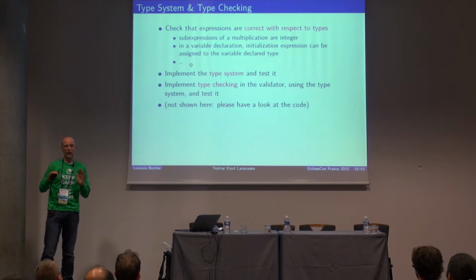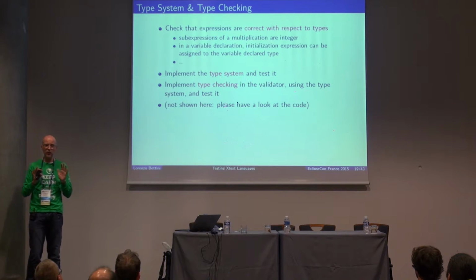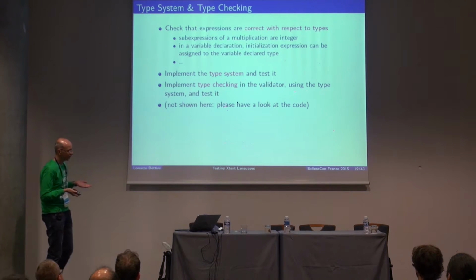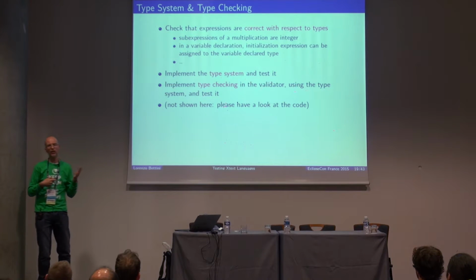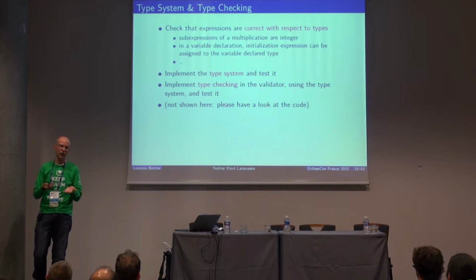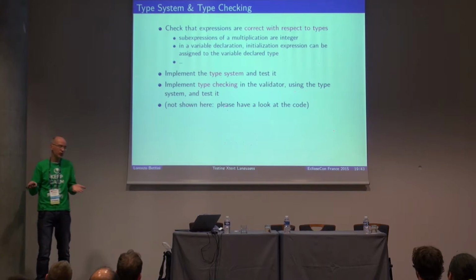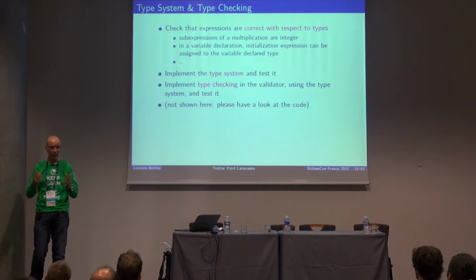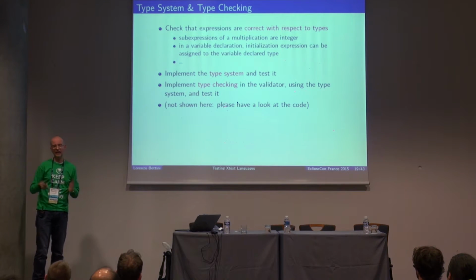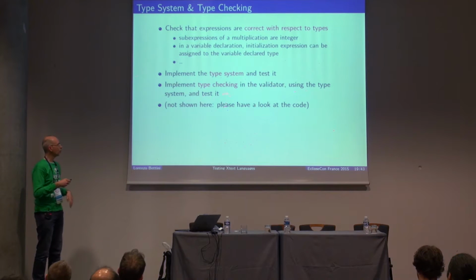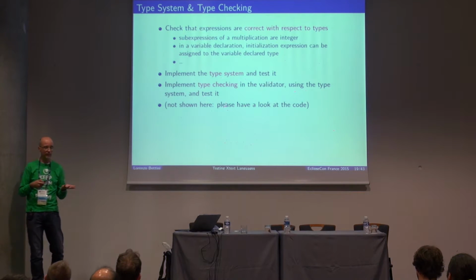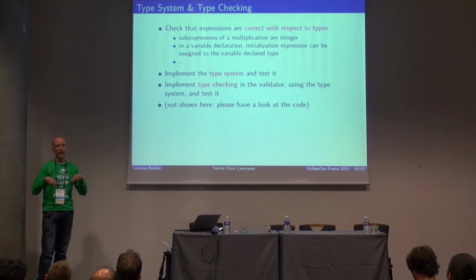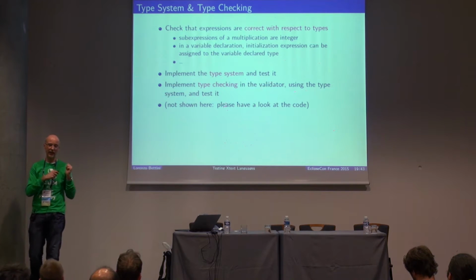So although I am a guy from the type system community, I'm not going to talk about type systems today. I'm just telling you that also in this example, you have to perform some type checking. You have to check that the expressions are correct with respect to types, that you're not multiplying a string and an integer, for example. Okay, so again, don't do that in the validator directly. Write a class which implements the type system, test the type system all by itself, and then you perform the type checking in the validator, and you test the validator as we saw before.